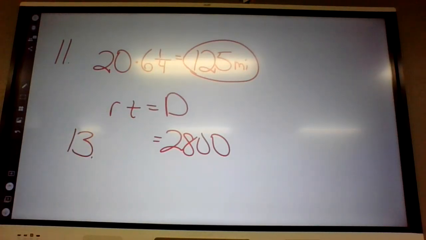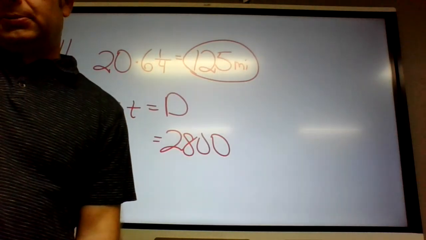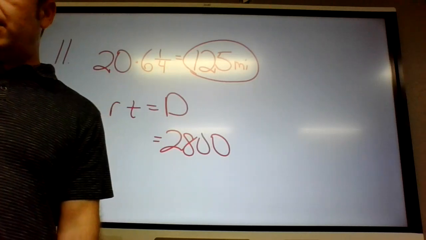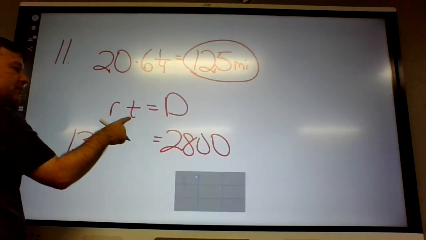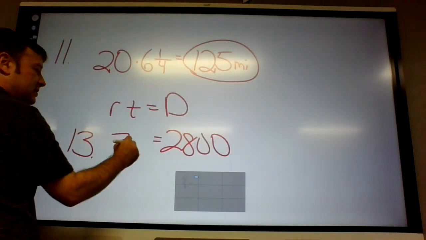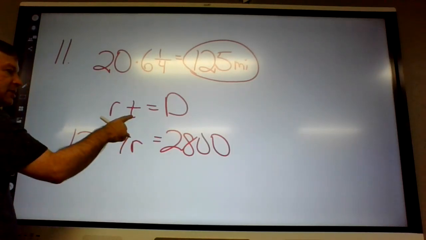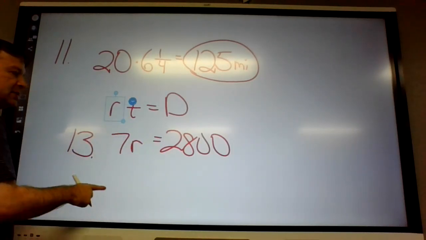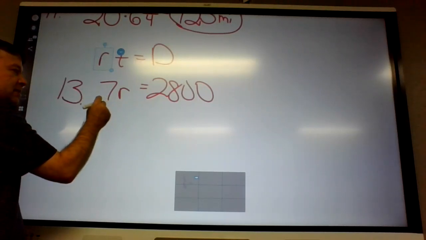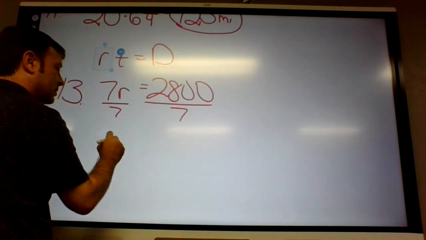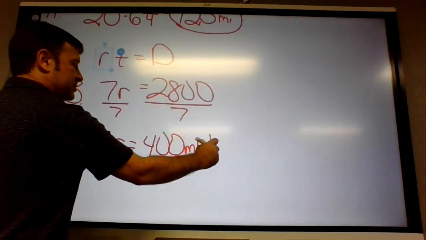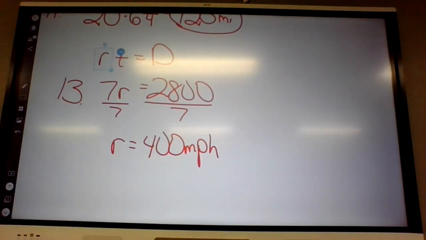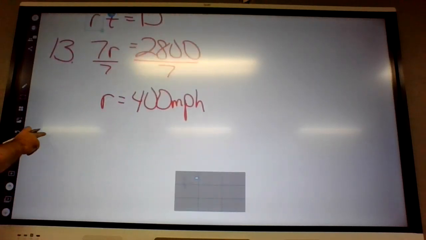Okay, then it says in 7 hours. 7 hours is the what? The time. So what I'm missing is the rate. So time times rate. So how would I solve this little equation here? Divide by 7. So that would be 400. We're talking about rate, so it'd be like miles per hour. We're talking about an airplane though, so it's not a car.